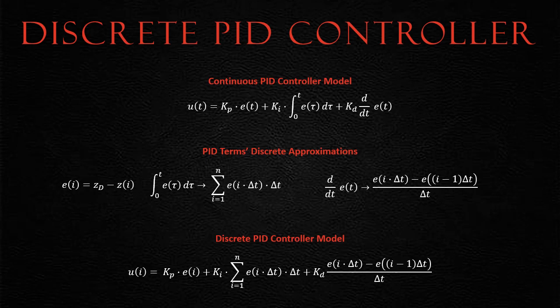As we are utilizing a digital controller, it was necessary to convert the continuous model of the PID controller into a discrete domain. This adaptation involved replacing the continuous terms of the PID controller with their corresponding numerical approximations. In this slide, we present a comprehensive overview of the discretization process. By the end of this process, we obtain a discrete model of the PID controller capable of effectively controlling any desired physical quantity, let's say U of I.